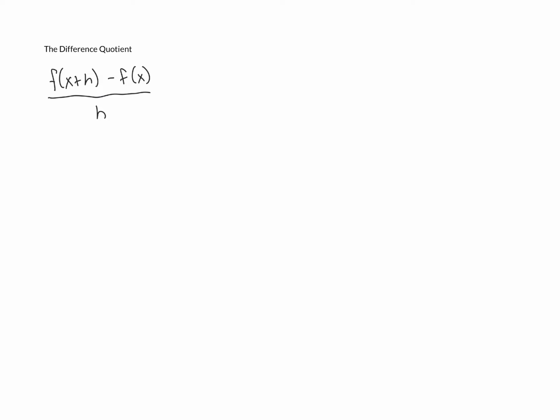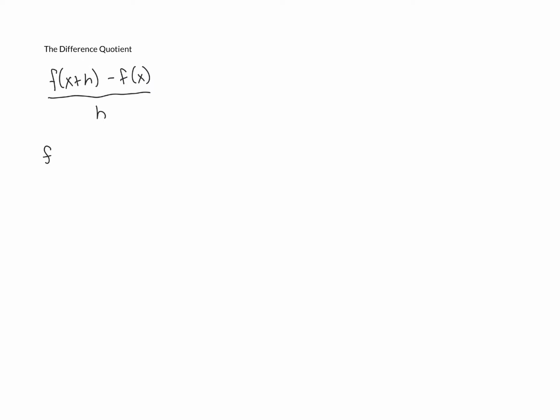I want to take a look at a couple more functions and their difference quotients, specifically because different types of functions often will have different sorts of tricks that we need to do to simplify the result when we're looking for the difference quotient. So let's take a look at two more examples.